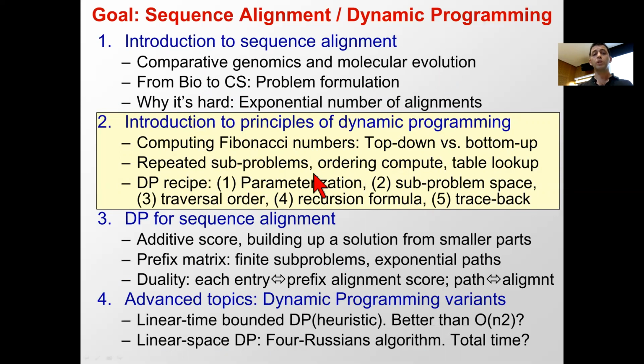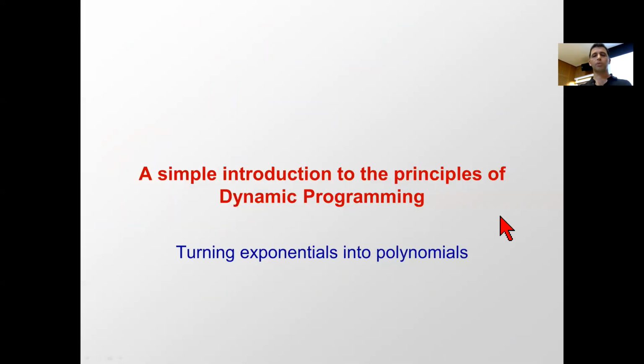So now we're going to introduce the principles of dynamic programming using a very simple example of Fibonacci numbers. Okay? So top-down versus bottom-up computation, learning how and why there are so many repeated subproblems and how we can order the computation to get rid of them, and using a table lookup. And then we're going to look at a basic dynamic programming recipe of choosing a parameterization, setting up the subproblem space and the dimensionality, choosing a traversal order, building a recursion formula, and then ultimately building your traceback. And then we're going to apply all that to alignment. Okay? So how do we turn exponentials into polynomials?